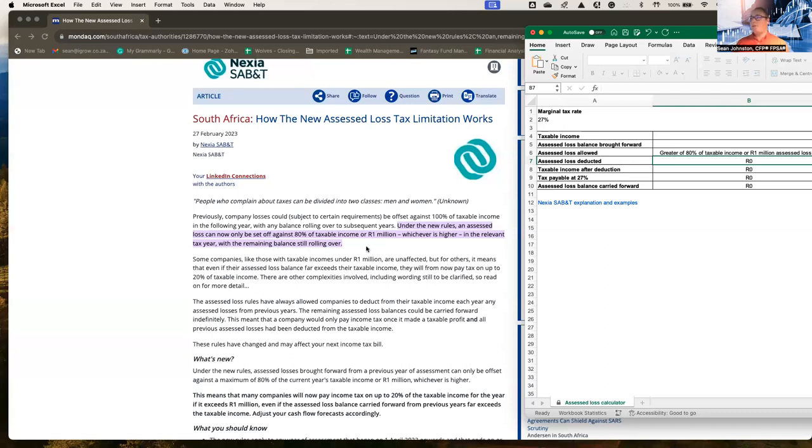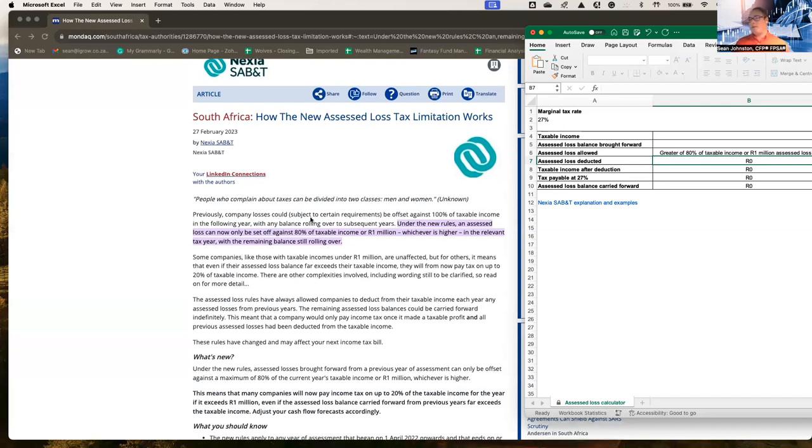So you still roll over, but you still have to pay tax on 20% of the taxable income, and then you roll over the balance. Obviously, in the previous years, company losses could, subject to certain requirements, be offset against 100% of taxable income in the following year, with any balance rolling over to subsequent years.